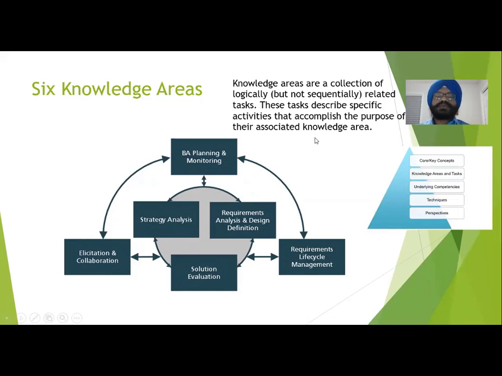And what exactly do those do? They describe specific activities that accomplish the purpose of their associated knowledge area. So anyways, this particular part, what we are talking about is this complete diagram which you see, and you see the arrows as well. Let's say we start from the requirements analysis and design definition, and then we keep on linking with all these things, which I'm going to get to in a while.